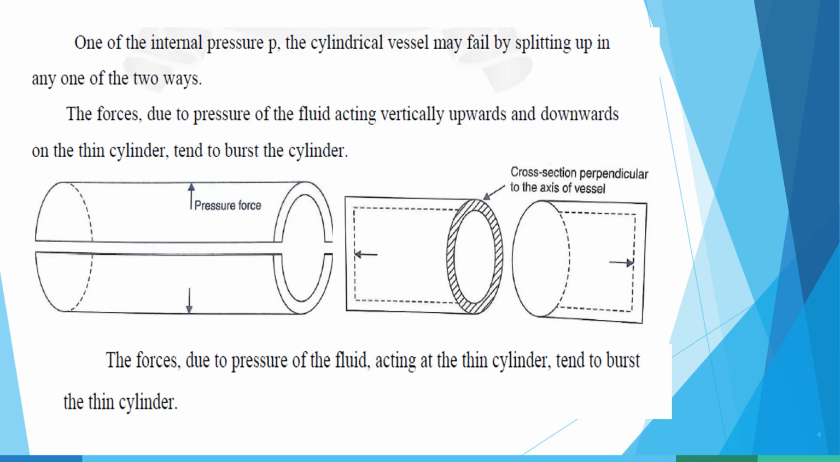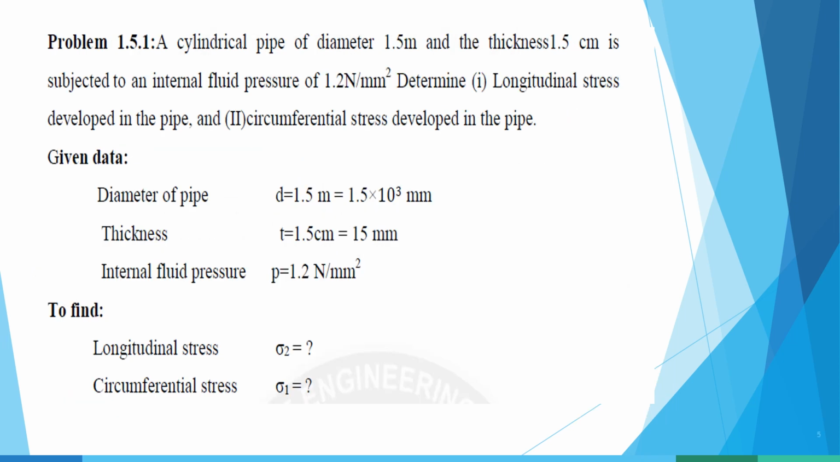Under the internal pressure P, the cylindrical vessel may fail by splitting up in any one of two ways. The forces due to pressure of the fluid acting vertically upwards and downwards on the thin cylinder tend to burst the cylinder. The forces due to pressure of the fluid acting at the thin cylinder tend to burst the thin cylinder. The first diagram indicates the pressure forces. The second one is the cross section perpendicular to the axis of the vessel.